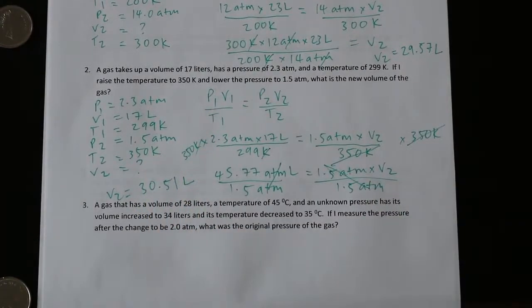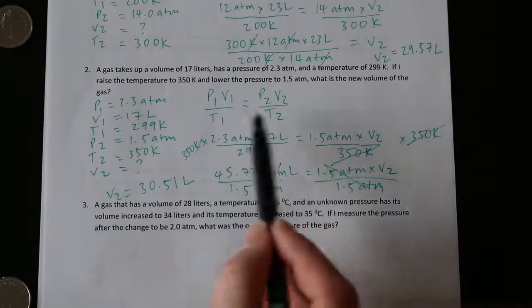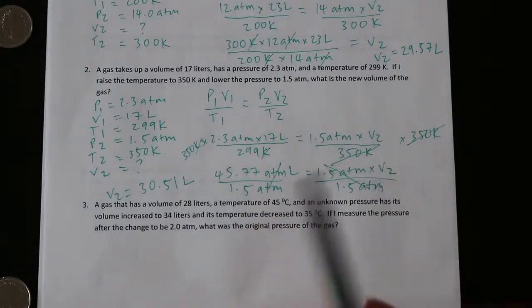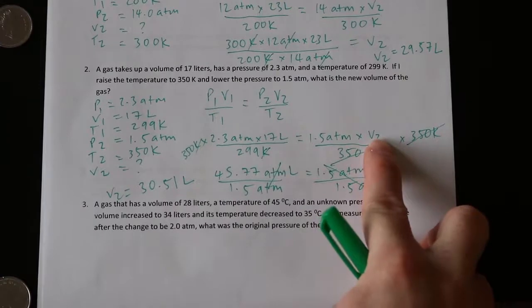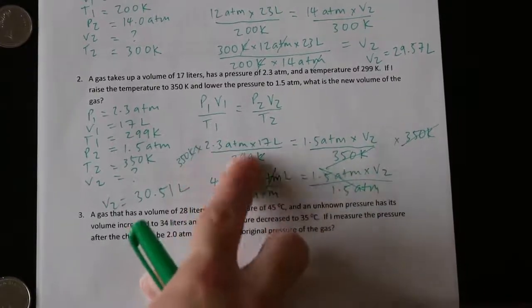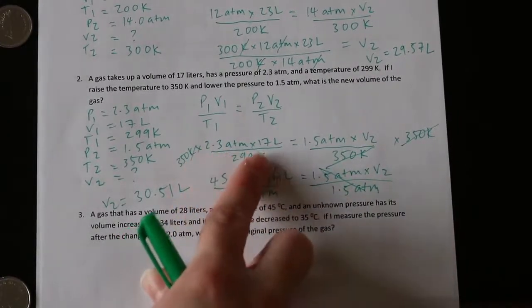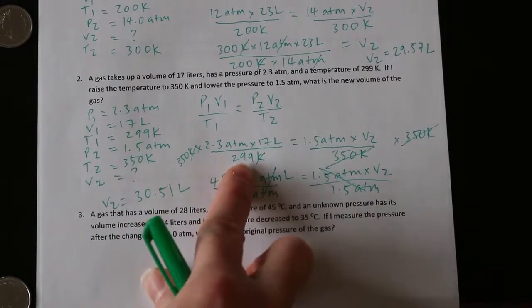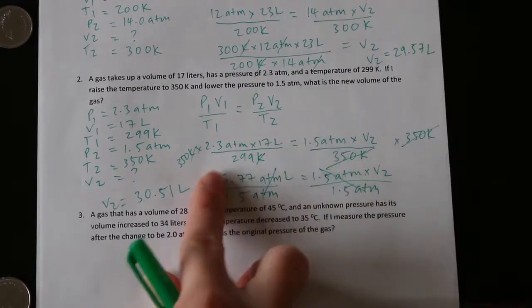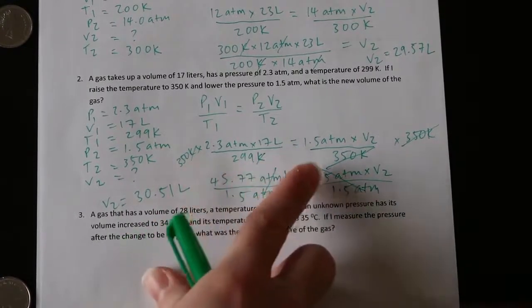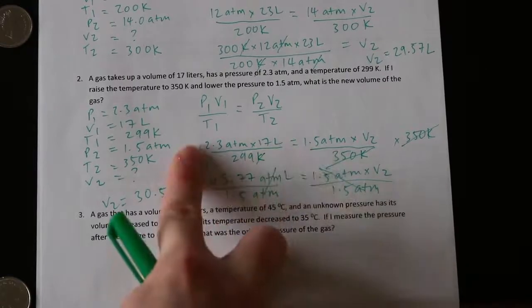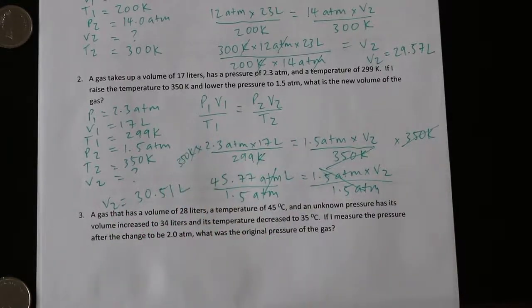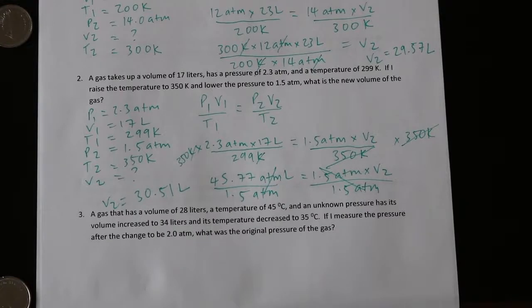Okay. So if we just look at this part here, if you wanted to do everything in one step to get V2 by itself, you would just take this term over here, the 2.3 atmospheres times 17 liters divided by 299 Kelvin. What you would do is bring the 1.5 atmospheres down and bring the 350 Kelvin up. Because again, you can do all of that math in one step.